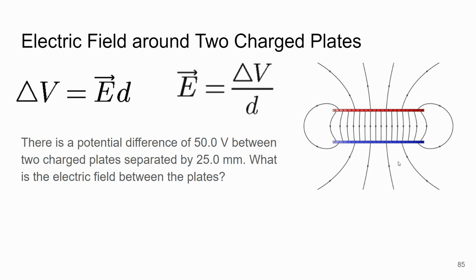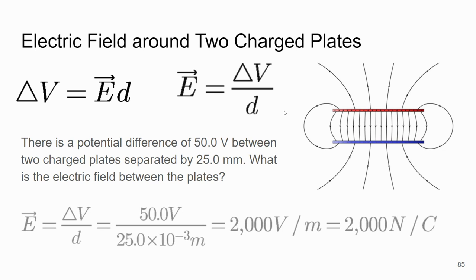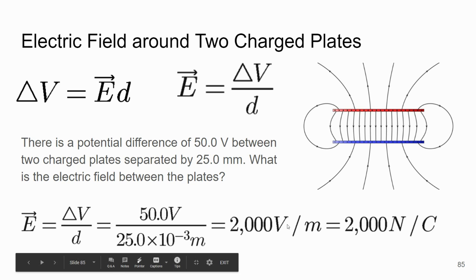So there is a potential difference of 50 volts between two charged plates separated by 25 millimeters. What is the electric field between the plates? So yeah, we're solving for E, electric field. Put in your numbers. Remember, your denominator is not 25.0 because your denominator needs to be in meters. 25 millimeters is 25 times 10 to the minus third meters. So keep an eye on your metric prefixes. And that gives you this answer, 2,000 volts per meter, or equivalently, you could have written 2,000 newtons per coulomb. In this case, because of the formula we used, our numerator was in volts, our denominator was in meters. It makes more sense to use volts per meter, but either one of them works fine.